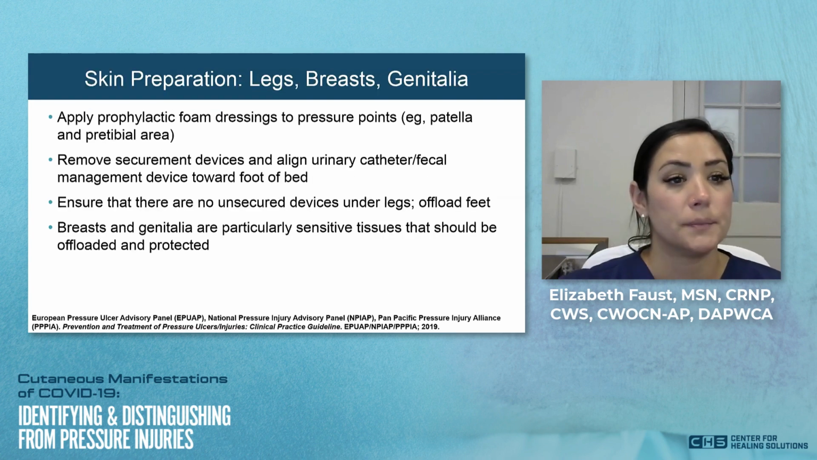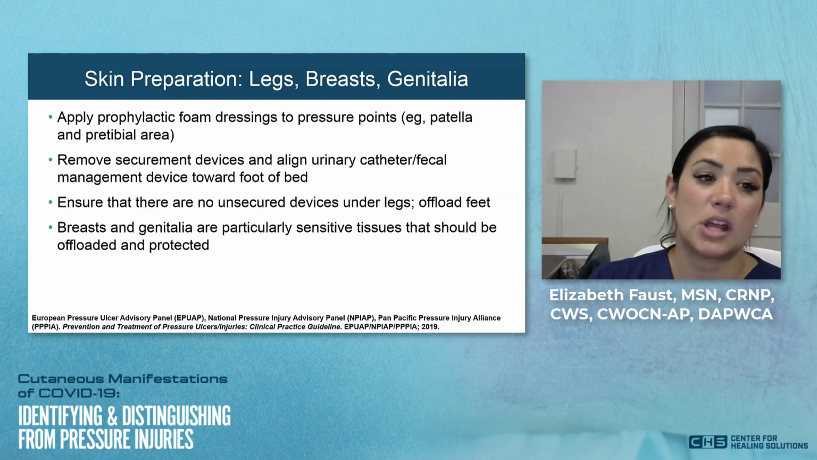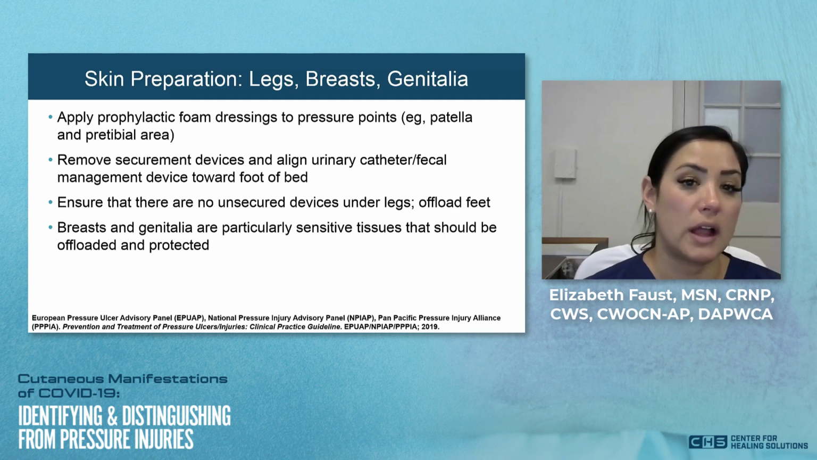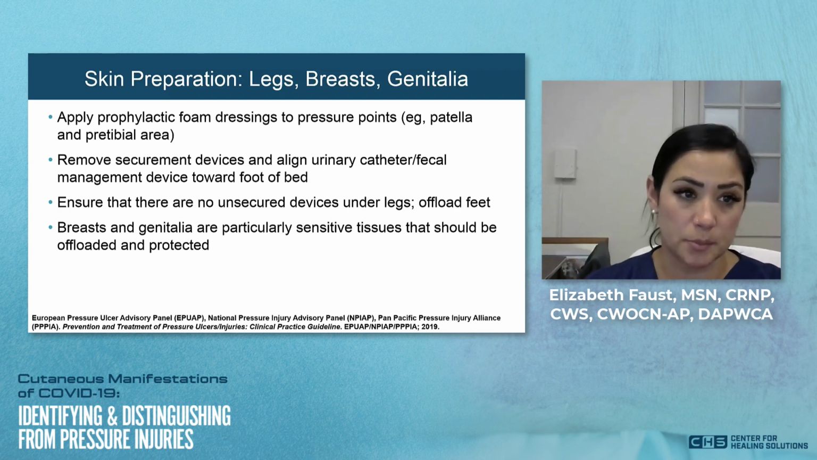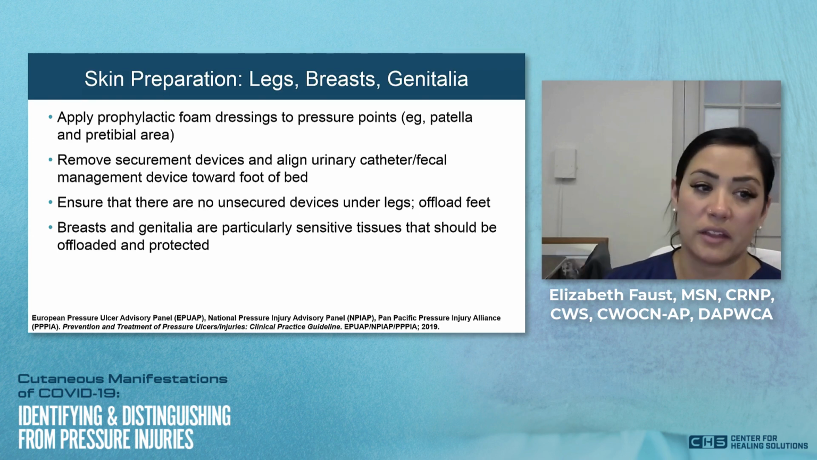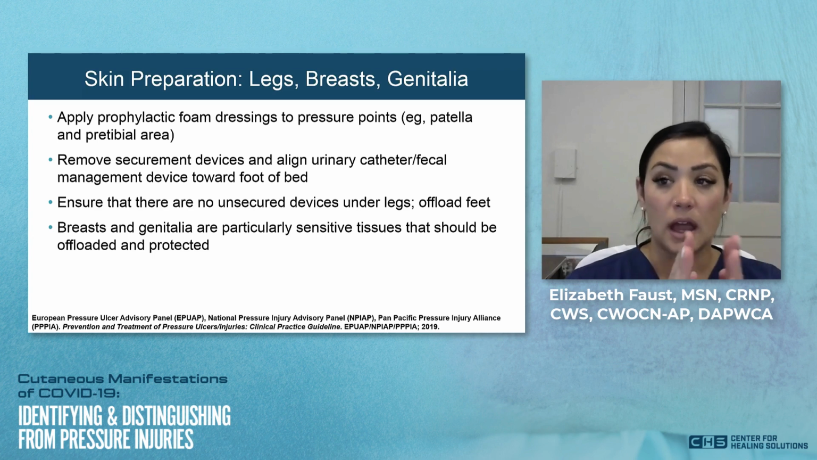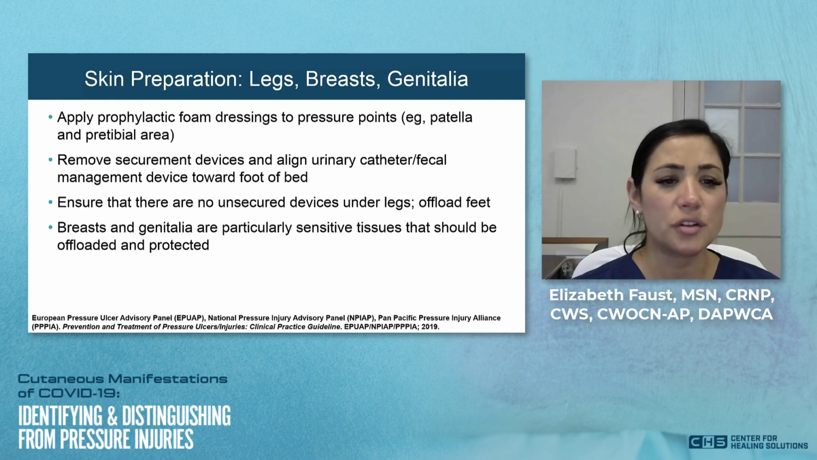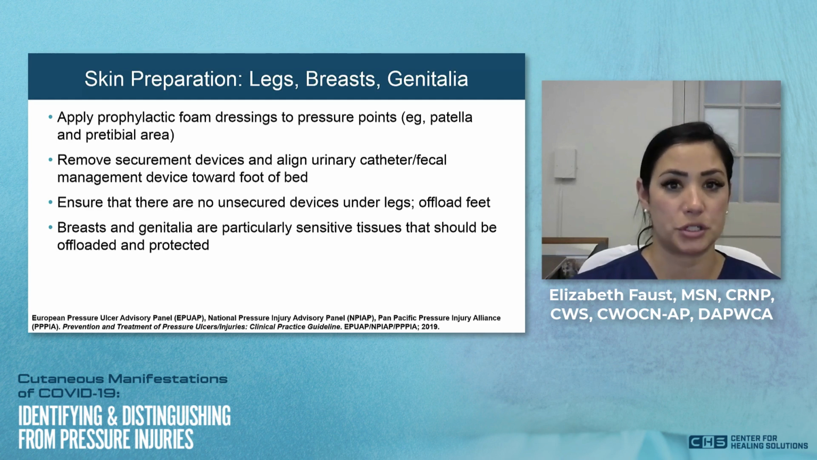patient. So for the legs, breasts, and genitalia, we would apply prophylactic dressings to pressure points such as the patella and the pretibial area. We would remove securement devices that align the urinary catheter or fecal management system and just bring those directly down towards the foot of the bed. Ensure there's no unsecured devices under the legs, offload the feet. And breasts and genitalia are particularly sensitive tissues that should be offloaded and protected.